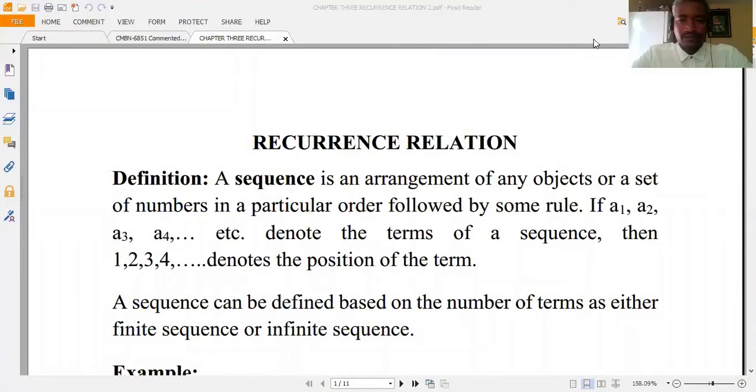Hello everyone. Today we will see about recurrence relations. So before defining the recurrence relation, let's define what a sequence means.